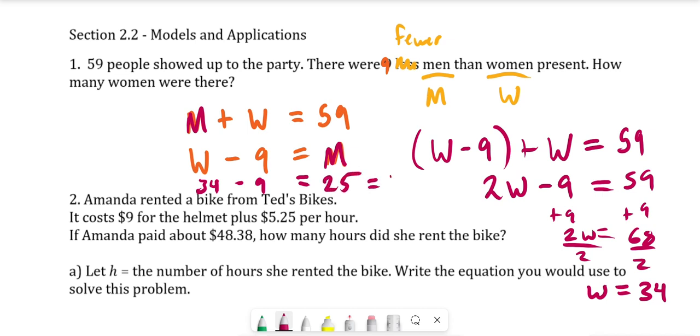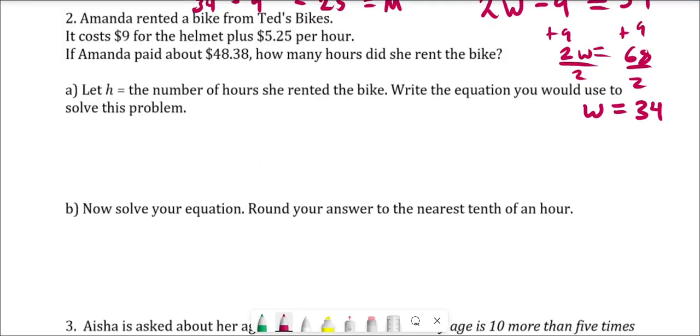So we now have that m is equal to 25 and w is equal to 34. This answers the question. Number 2 says, Amanda rented a bike from Ted's Bikes. It cost $9 for a helmet plus $5.25 per hour. If Amanda paid $48.38, how many hours did she rent the bike?